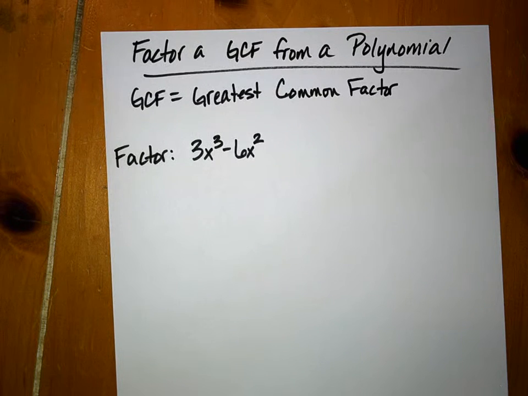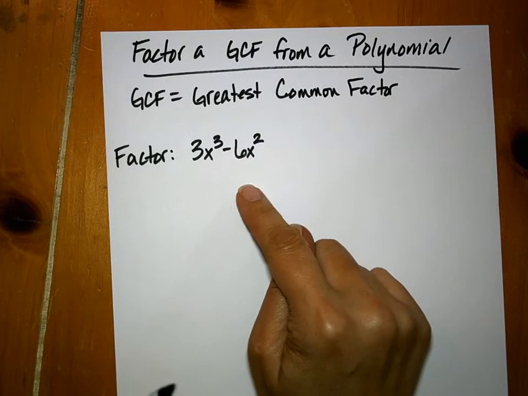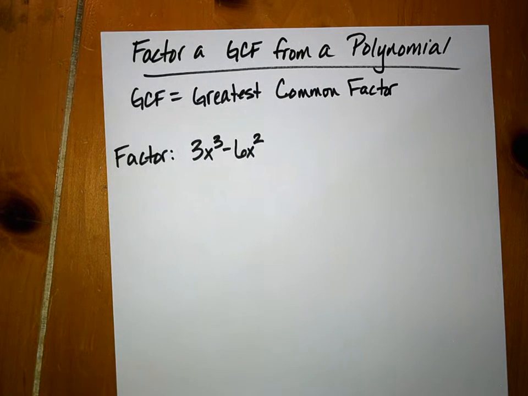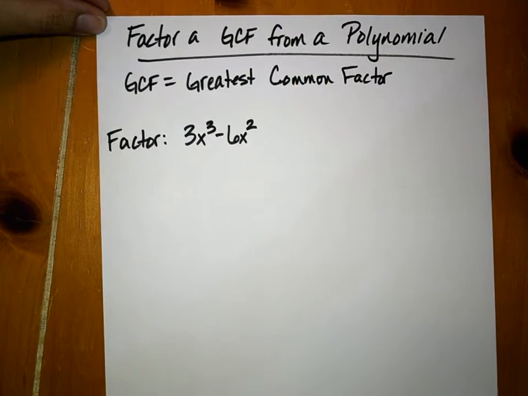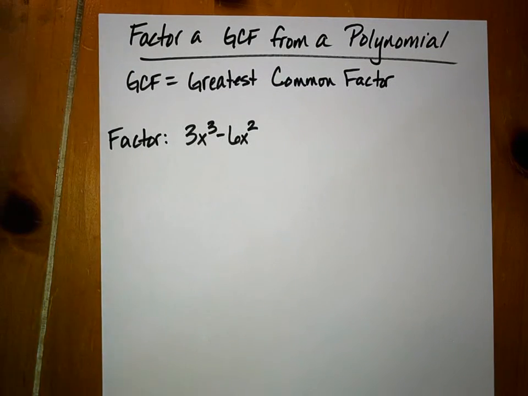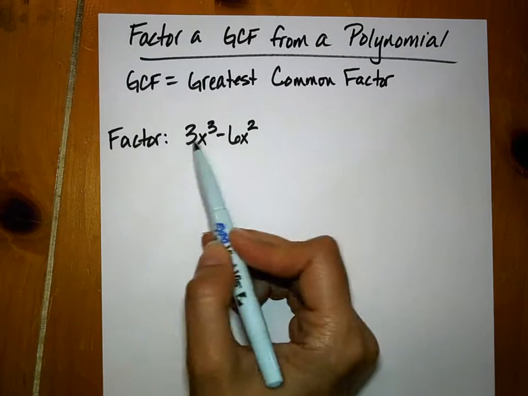And factoring is actually a form of division. The distributive property is multiplication, factoring is division. So we're going to take this problem and work backwards, and when we're done, it's actually going to look like a problem that should be distributed. In order to do this, we're going to take a look at both of these terms and think about their factors.